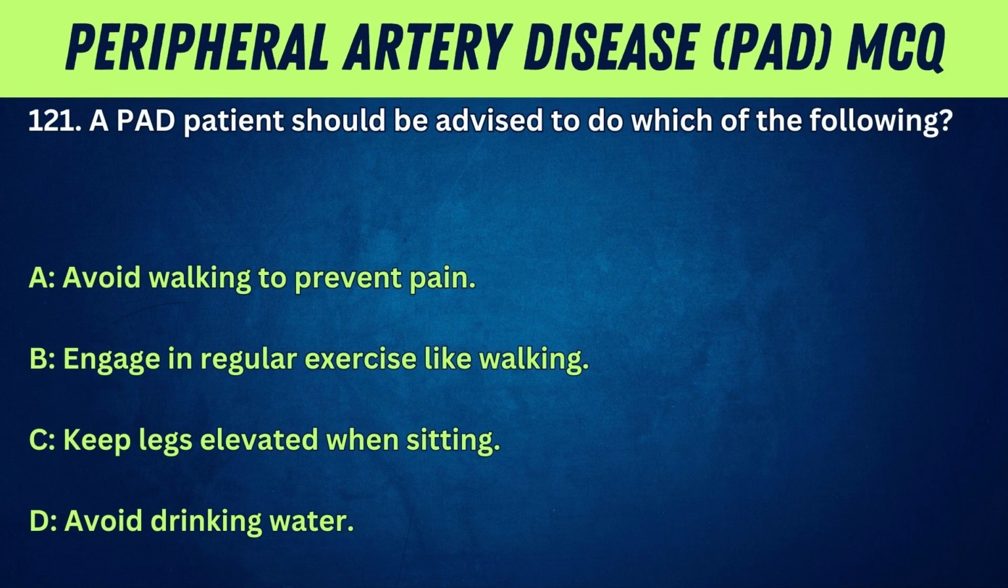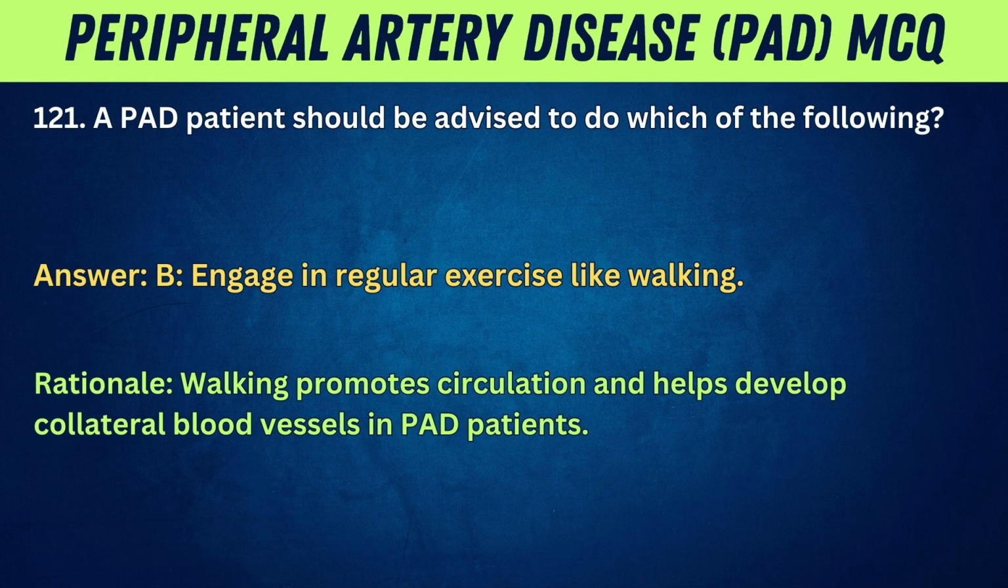A PAD patient should be advised to do which of the following? A. Avoid walking to prevent pain. B. Engage in regular exercise like walking. C. Keep legs elevated when sitting. D. Avoid drinking water. Answer. B. Engage in regular exercise like walking. Rationale. Walking promotes circulation and helps develop collateral blood vessels in PAD patients.